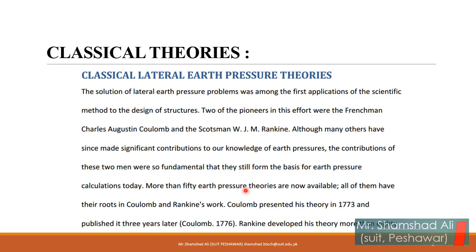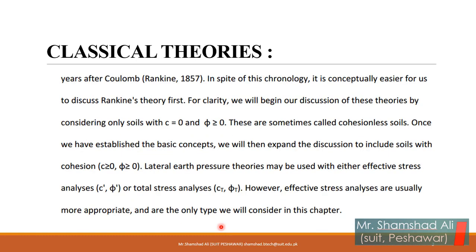Basically, more than 50 theories are still present regarding the lateral earth pressure, but among them, two theories are the most significant and can give you a realistic result. The first is the Coulomb theory, and the second is the Rankine theory. Coulomb presented his theory in 1773 and published it 3 years later in 1776, while Rankine presented his theory in 1857.